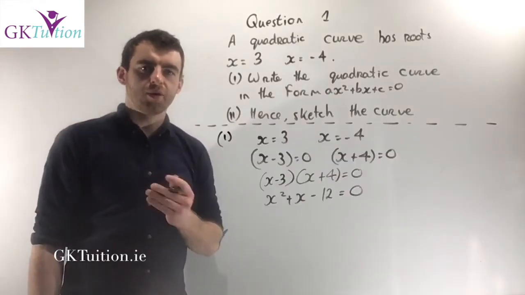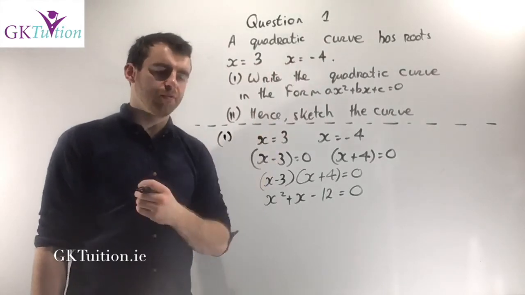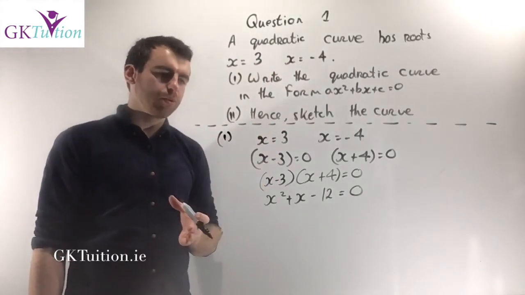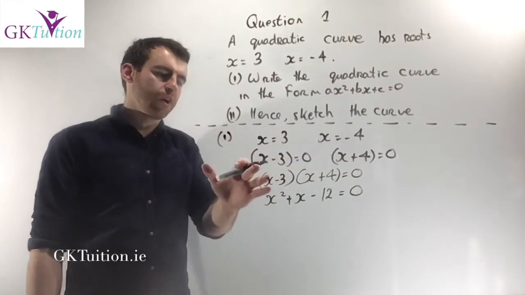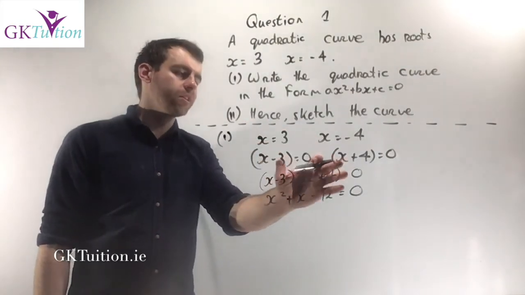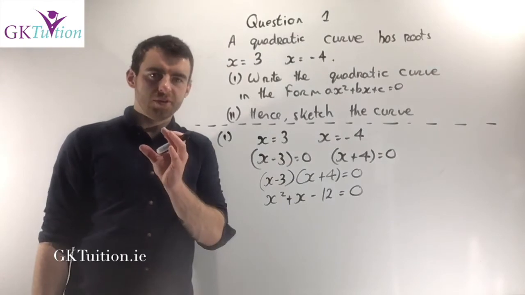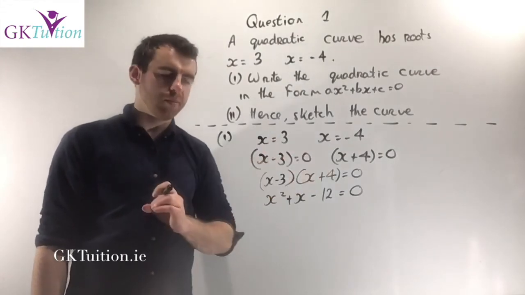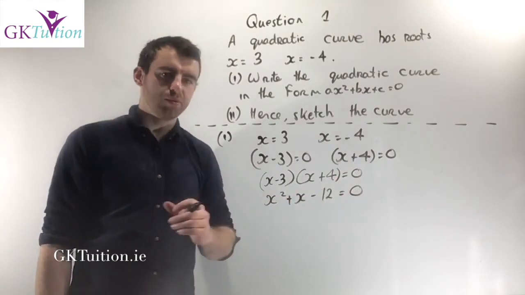Okay, in question 1, I told you a quadratic curve has roots x equals 3 and x equals -4. In order to generate the quadratic, you can turn x equals 3, you move the 3 to the other side, and you get x minus 3 equals 0. In this case, you add 4 to both sides, and you get x plus 4 equals 0. Now you've got your two factors. Once you have the two factors, you simply multiply them by each other, and it gives you the quadratic x squared plus 1x minus 12 equals 0.